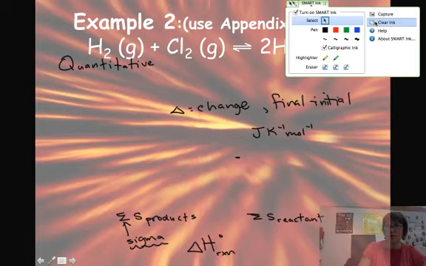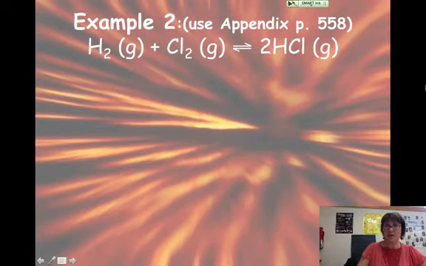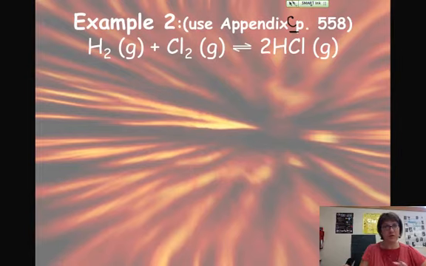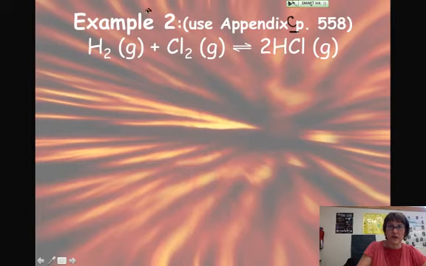So here's an example. We're going to use Appendix C in your book. Sorry, I didn't tell you which one it is. It's on page 558 in the Brown-LeMay 10th edition AP Chemistry book. So if you're using a different chemistry book, find the one that has the table of values for delta H and delta G and delta S. So look for that appendix in your book, find a table like that, and we're going to work out these problems. So first of all, I'm just going to look up the values for my balanced equation.